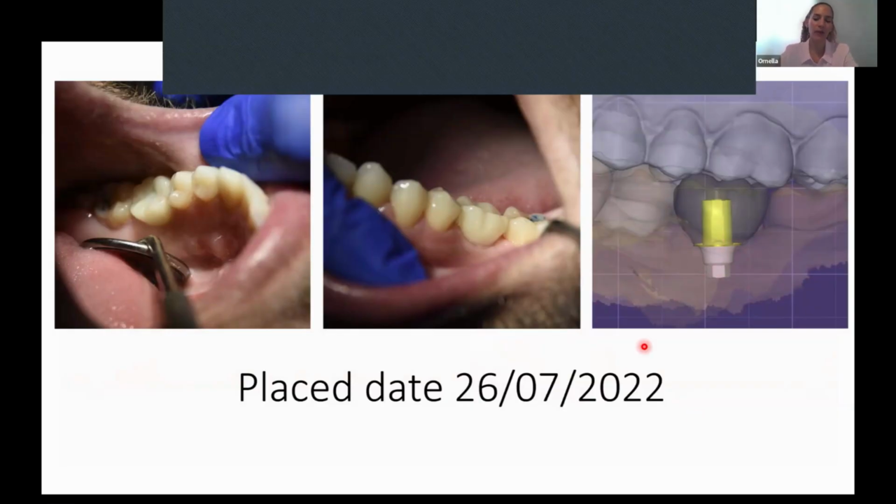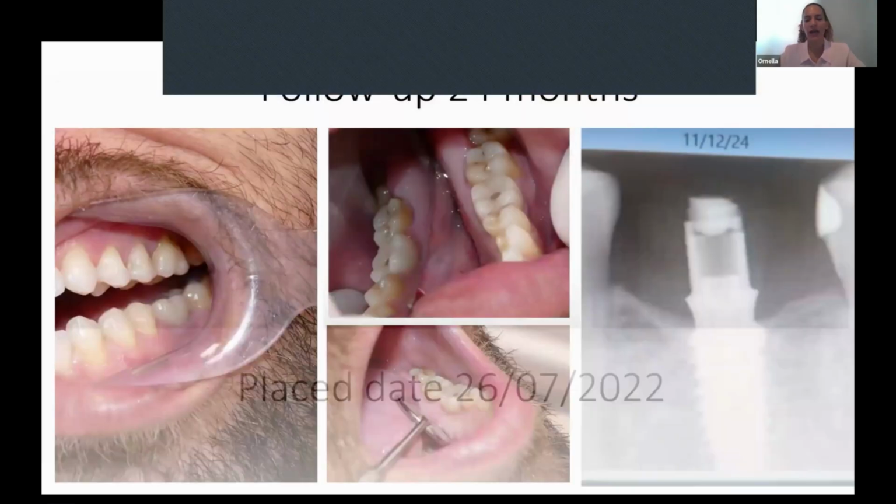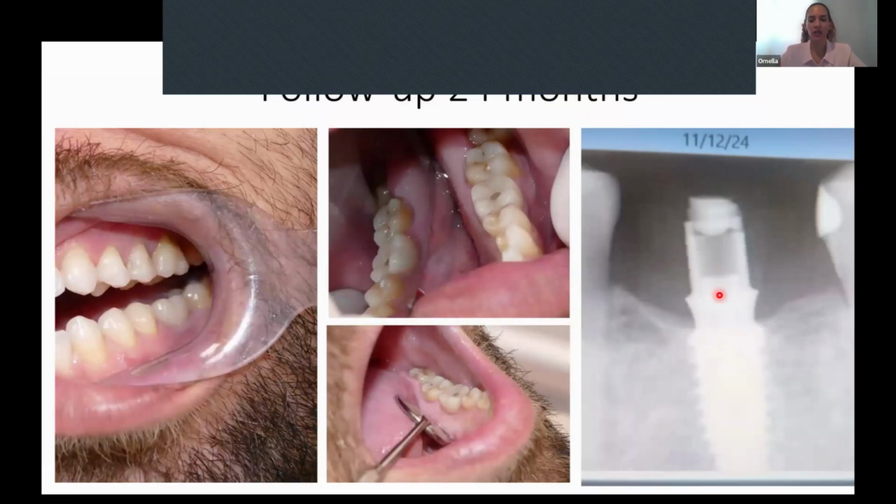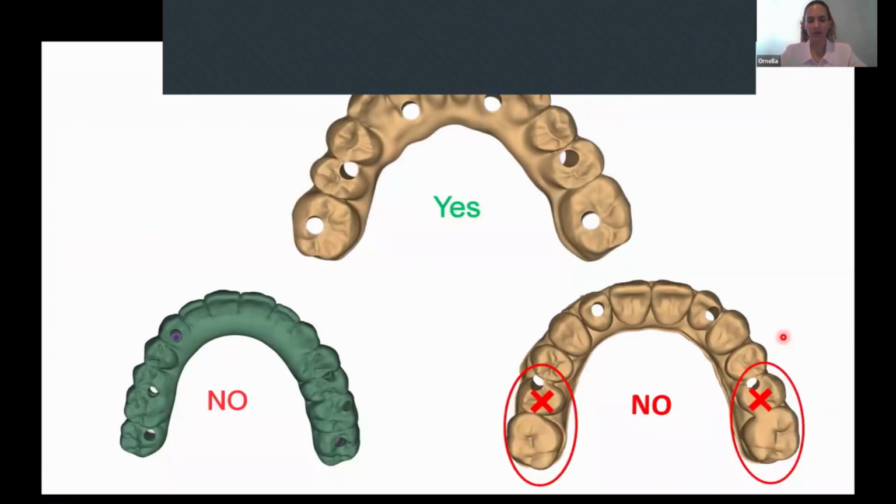Here it was placed in 2022, and then we have the follow-up 2 years after. We can see the color stability, we don't have any plaque retention, and we can see in the X-ray that the bone continues being in the place that it should be. We cannot see the G-CAM restoration. G-CAM is not radiopaque. We are working on that, so in the near future we will see it also in the X-ray. So we can see a little bit of follow-up of some clinical cases.